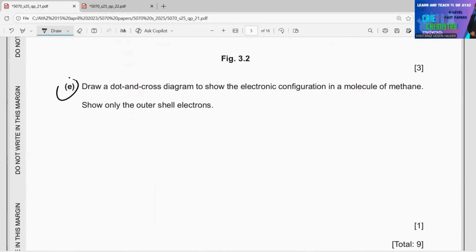Part E. Draw a dot and cross diagram to show the electronic configuration of a molecule of methane. Show only outer shell electrons. Remember to show the key: we have carbon and hydrogen here. For carbon, I'm using dot. You can use cross, it's up to you. For hydrogen, I'm using cross. You only have to show outer shell electrons.